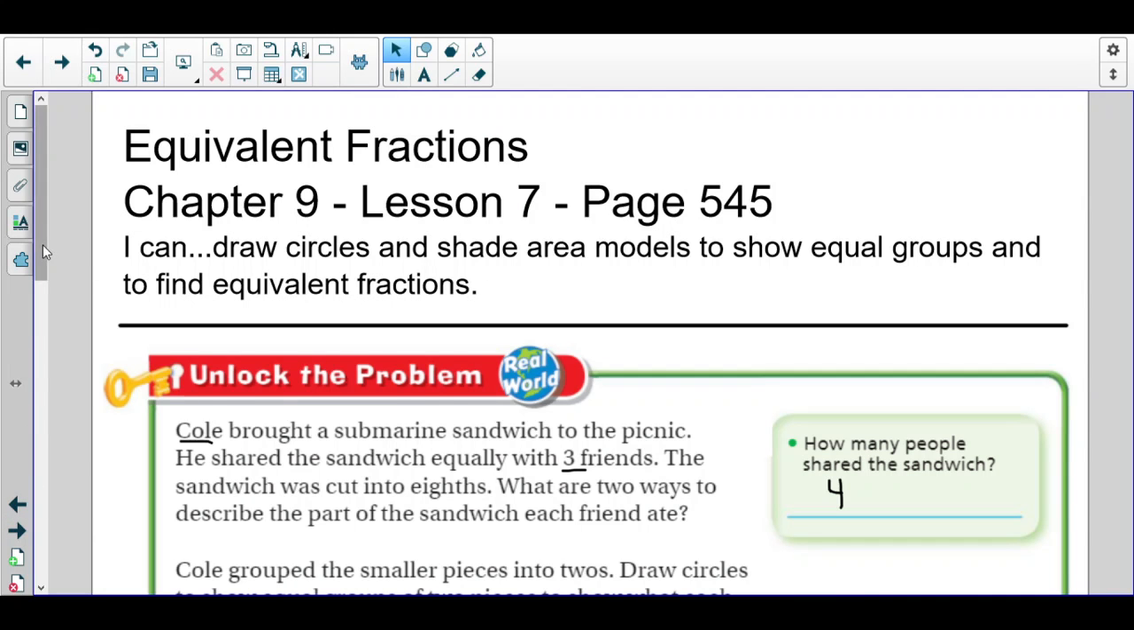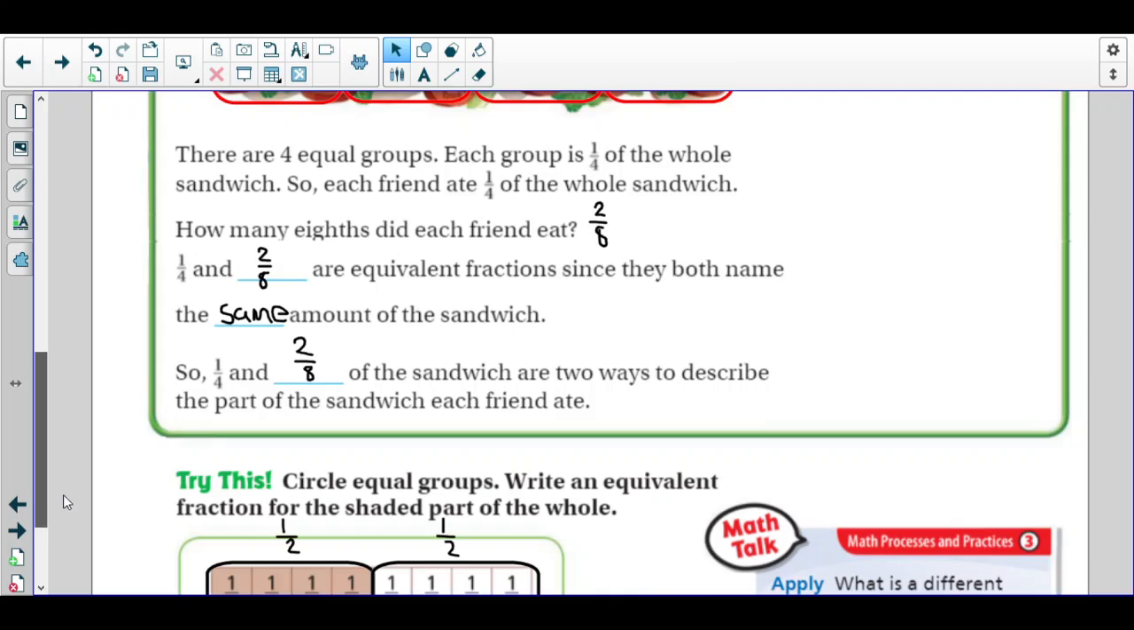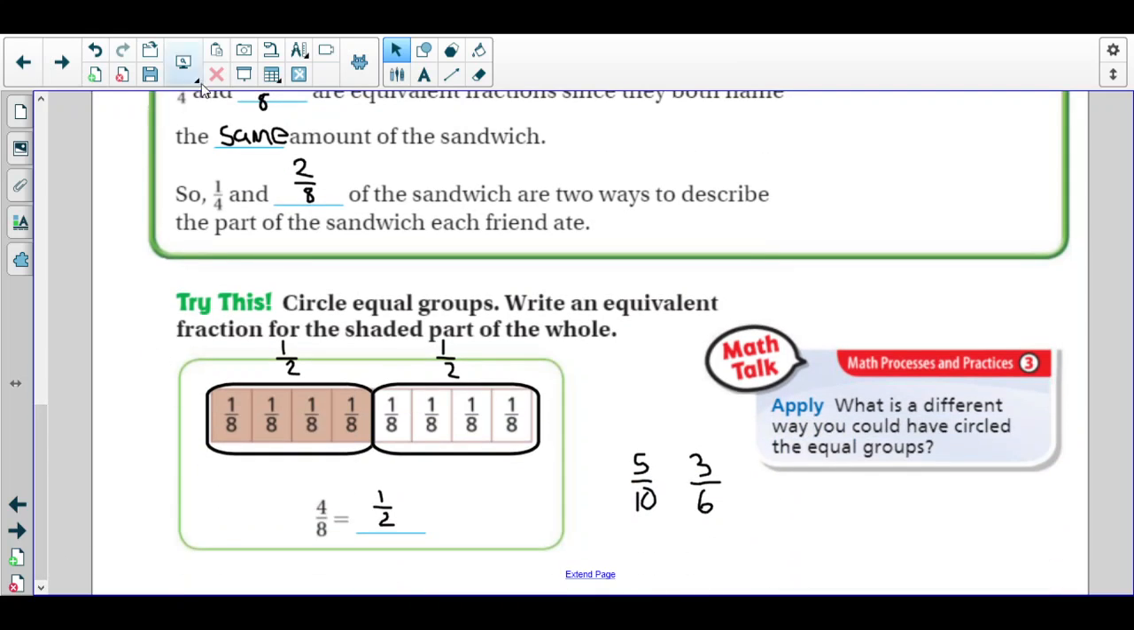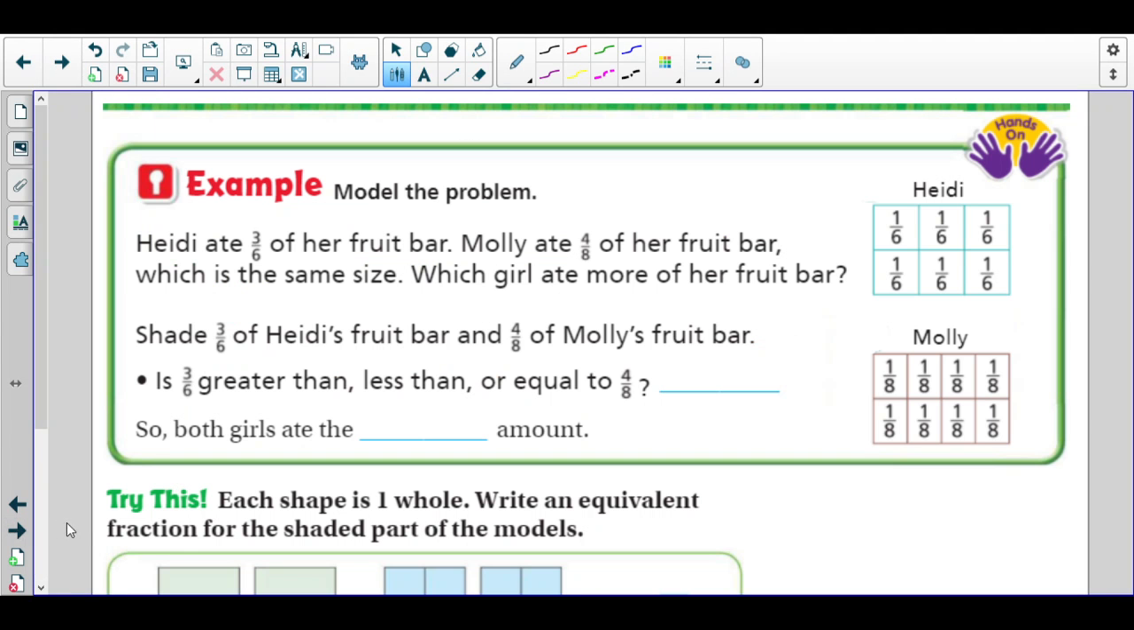So even though it might be easier for some people to see the drawings and all that, others may still rely on that fraction chart and some of the tricks along the way that will show you how to use multiplication and division to find equivalent fractions. All right, let's move along here and see what we have here.